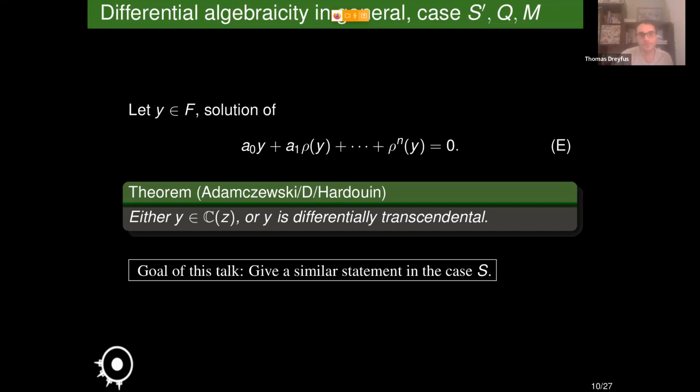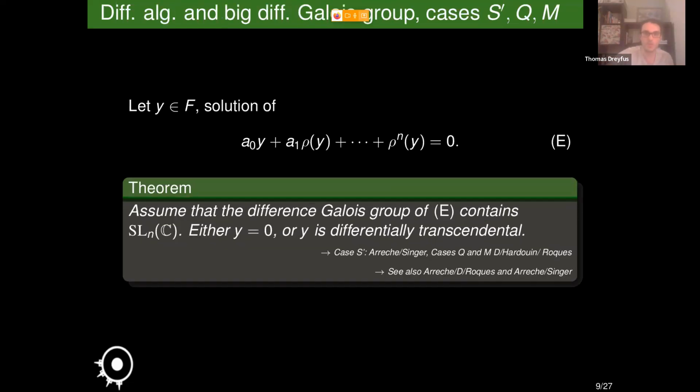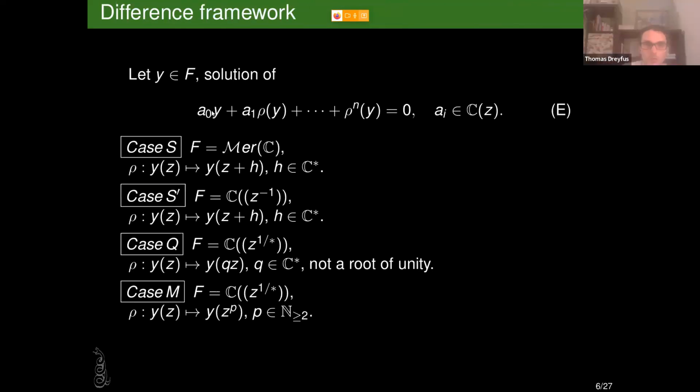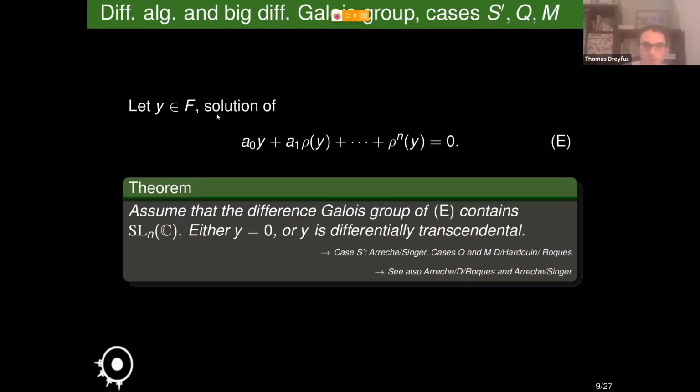And the goal of this talk is to explain a new result that I obtained last year about the case S. So let me just remind you that the case S is: Y a meromorphic function on C that is a solution of a linear functional equation.